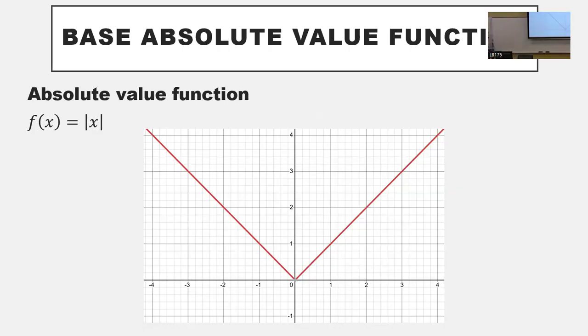Section 1.6 is on the absolute value function. And we've already seen the base absolute value function, f of x equals the absolute value of x. We saw how to graph that on the TI-84, and we graphed that on Desmos as well. I did anyways. And we know it looks like this.